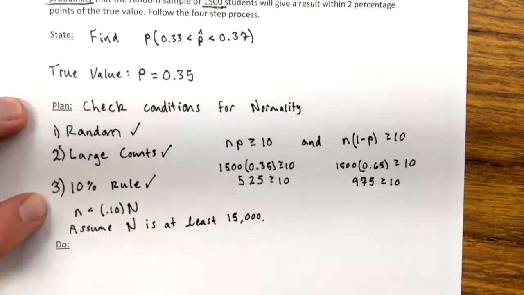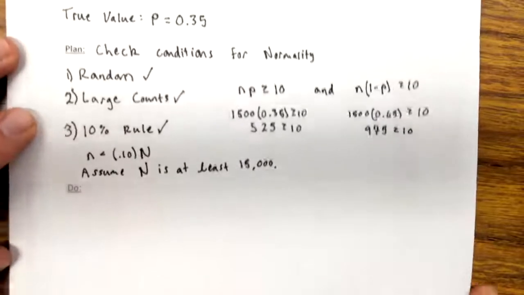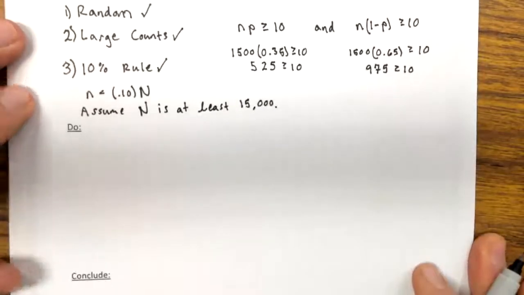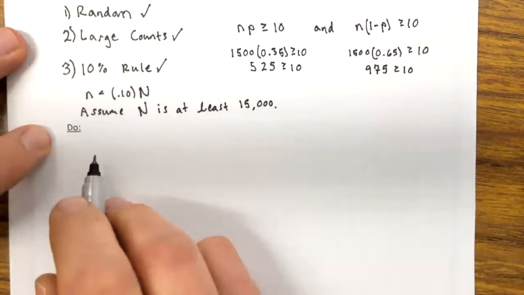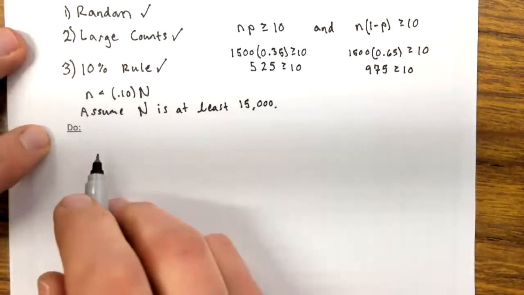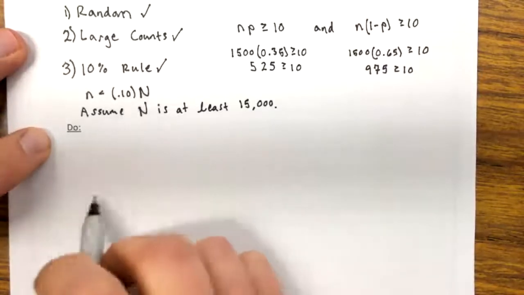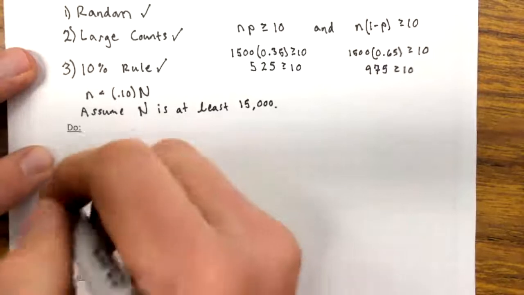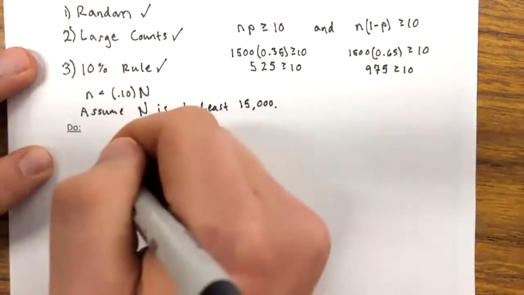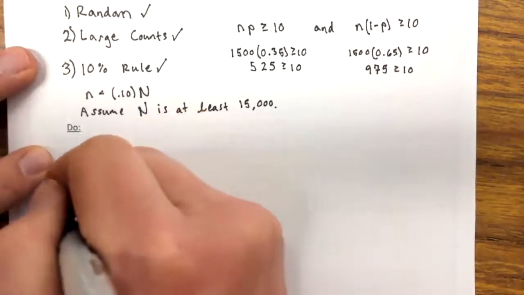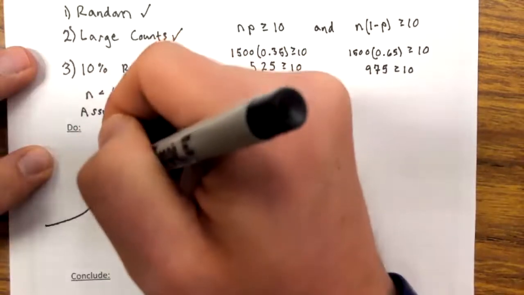All right, so since we passed all of these conditions, we will move on to the do step. Very helpful anytime you're working with a sampling distribution where you're trying to find a probability and it is normal, actually draw your normal curve. So we know that our distribution is normal. A sampling distribution will look something like this.